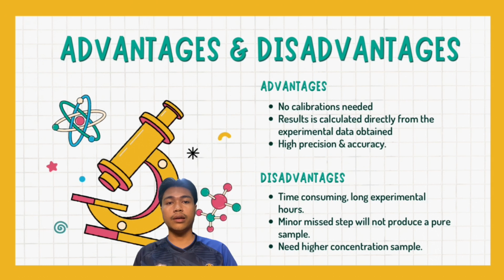For the disadvantages, first, time consuming, which is long experimental hours. Second, a minor misstep will not produce a pure sample. Any impurities introduced during sample preparation, precipitation, or filtration can lead to inaccurate results. Third, need higher concentration sample. Higher concentration of the analyte can lead to more significant mass of precipitate that results in more precise measurement.